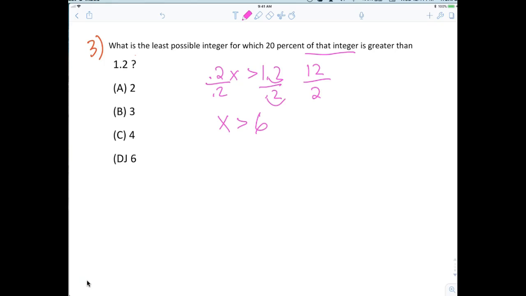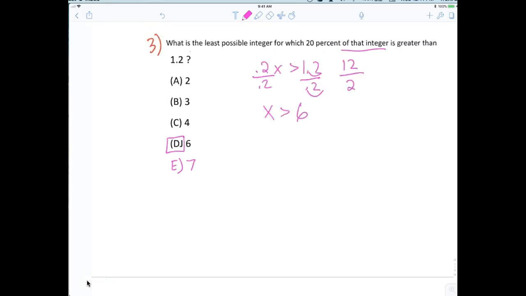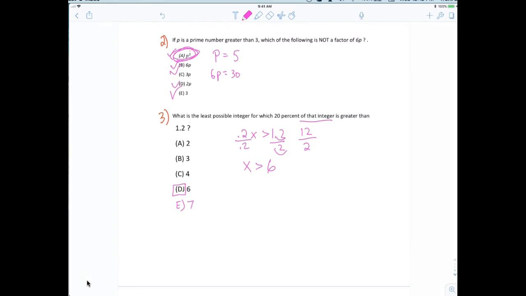Now, I think I might have a little problem here, though. What is the least possible integer for which 20% of an integer is greater than 1.2? So the answer would have to be greater than 6, right? I think what happened is there's supposed to be an E on here. I think there was a typo. See where there's a typo down here, guys? I think there was an E, and for E, it would be 7. Do I agree with that? That's exactly what happened. All right, there's a typo right there. Does everybody agree with that now? Because it says x has to be greater than 6. And what's the first integer greater than 6? 7. So the answer would have to be E.